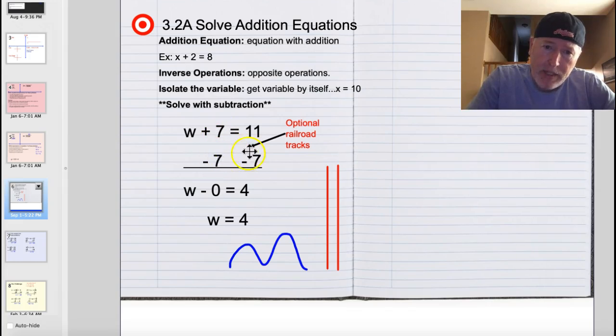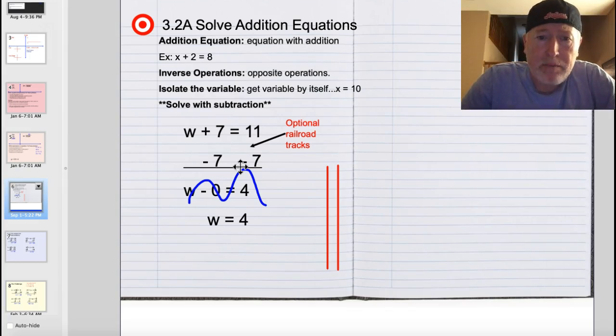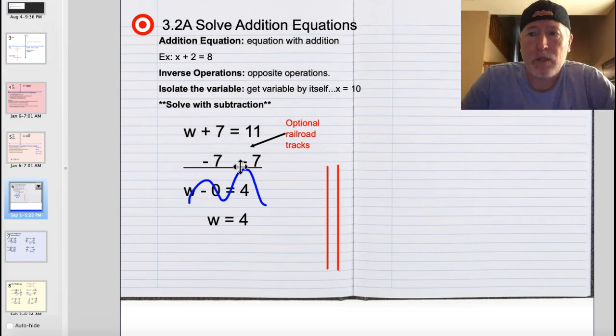So we'll do that. And then we're going to have just really w minus 0, because 7 minus 7 is 0, right? Equals 4. 11 minus 7 is 4. So now this step here, we can just eliminate. I don't put it in. Some people do. To me, it's a waste of writing because these just cancel out. Plus 7 minus 7, you've got your 0. W equals 4. Some kids do like putting these railroad tracks in.